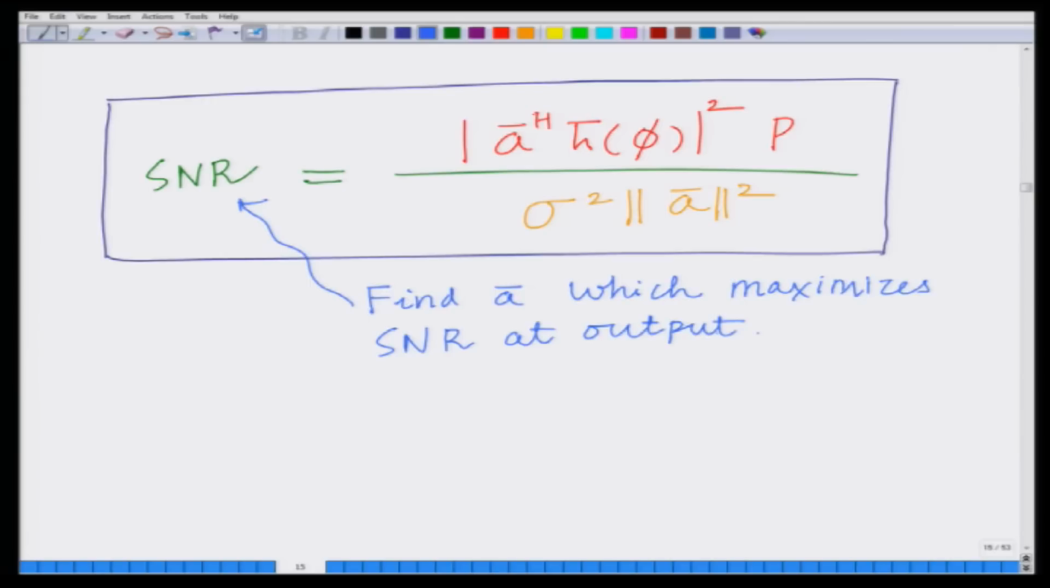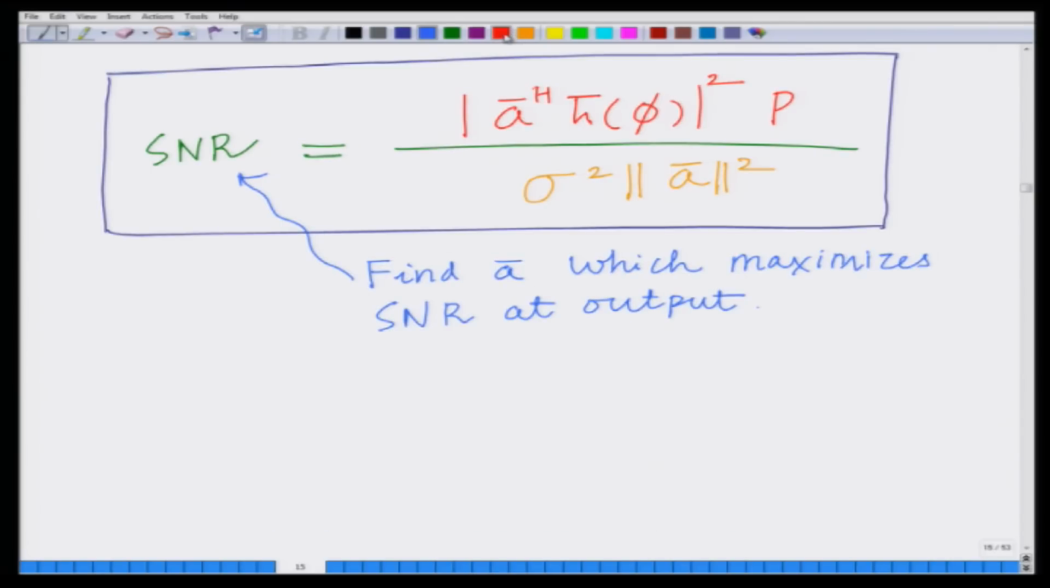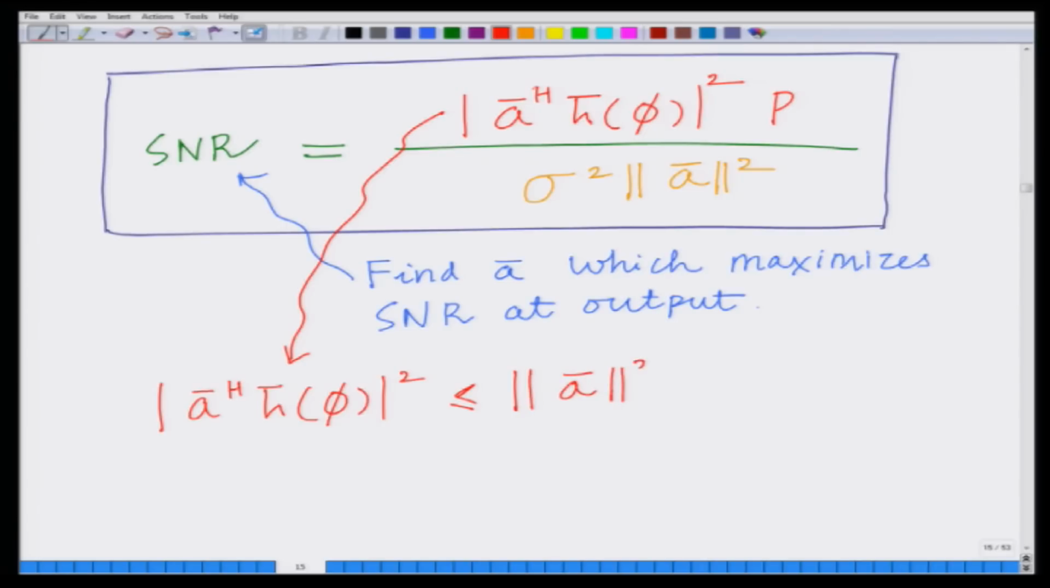at the output. Now, you can see from this expression, from the Cauchy-Schwarz inequality, I have magnitude A bar Hermitian h bar phi whole square less than or equal to norm of A bar square times norm of h bar phi whole square.